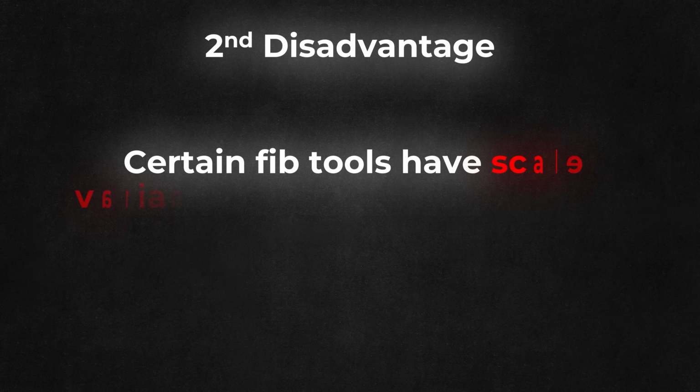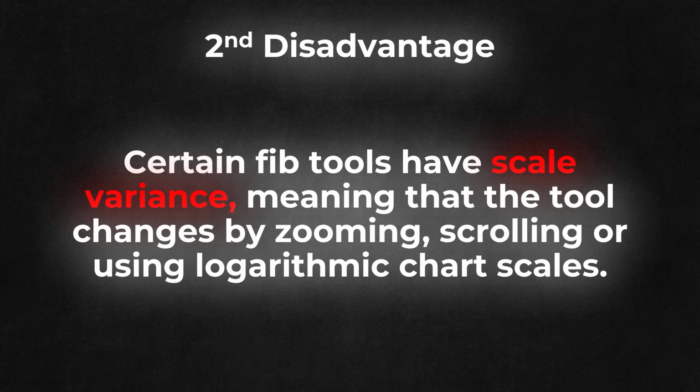Number 2. Certain Fib tools have scale variance, meaning that the tool changes if the trader zooms in and out of the chart, moves the chart from left to right, or changes the scale from regular to logarithmic. The solution to that is to use a charting package that calculates the Fib tools numerically before plotting them geometrically, or as a suboptimal solution, to simply lock the price-to-bar ratio of the chart.